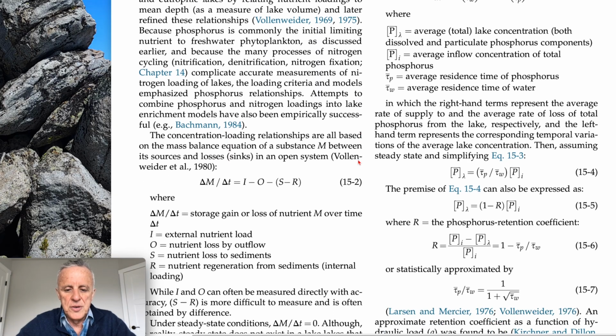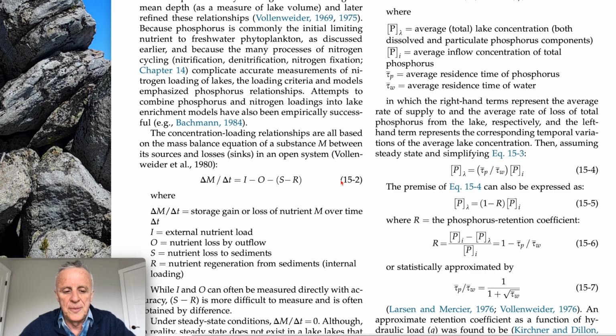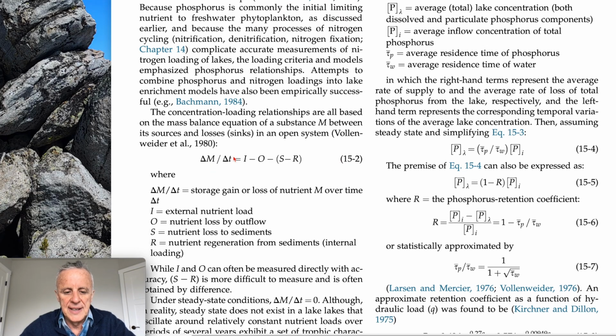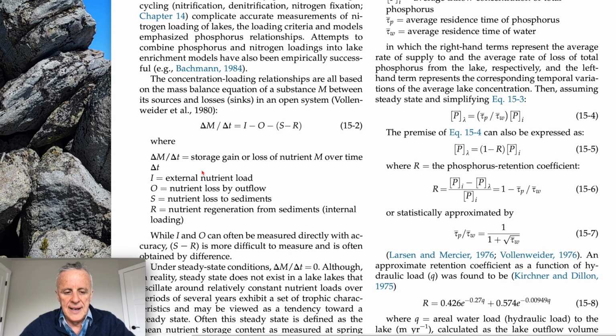The concentration-loading relationships are all based on the mass balance equation of a substance M between its source and losses in an open system. So we have ΔM/ΔT = I − (O + S − R). ΔM is the storage gain or loss of nutrient M over time. ΔT is the time. I is the external nutrient load, so that's the input. O is nutrient loss, that's the output. S is nutrient loss to sediment, so this is sediment. And R is nutrient regeneration from sediment.